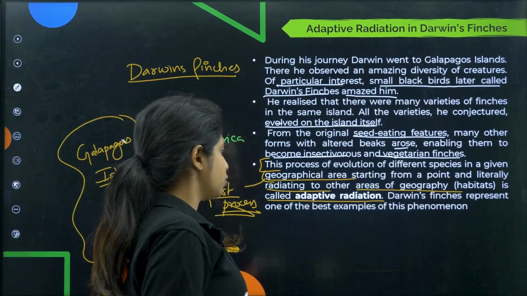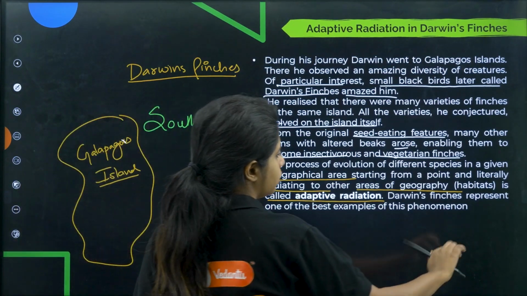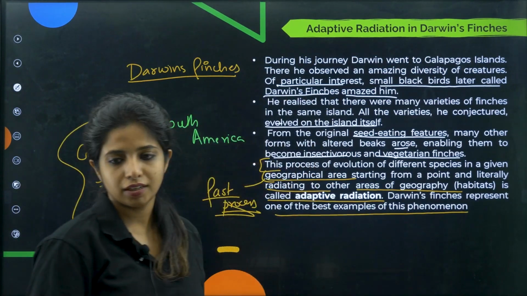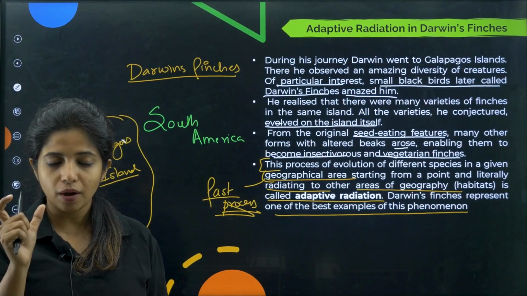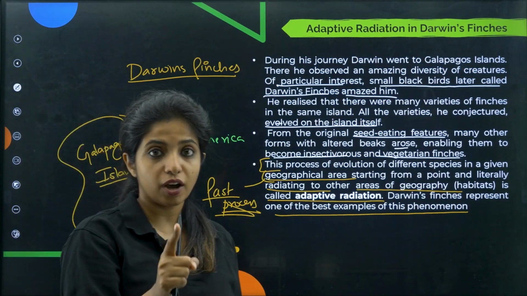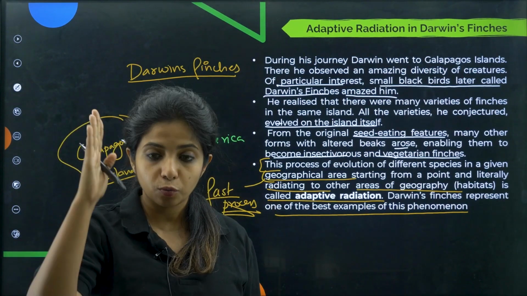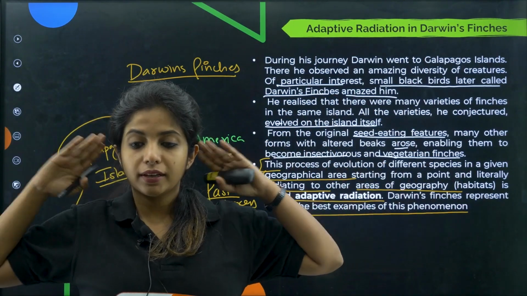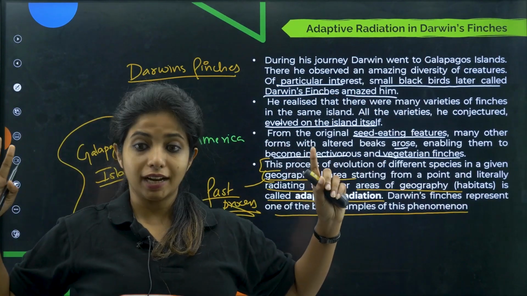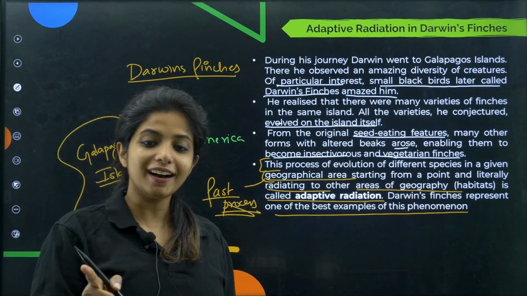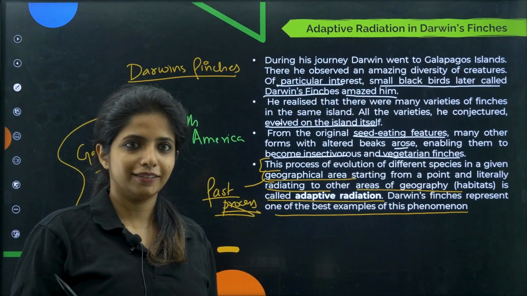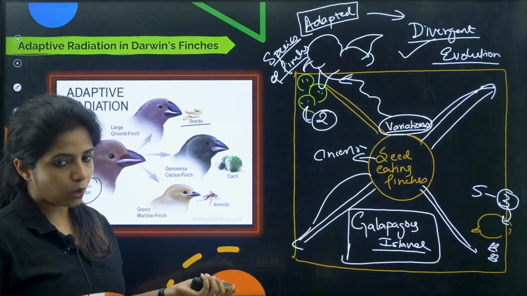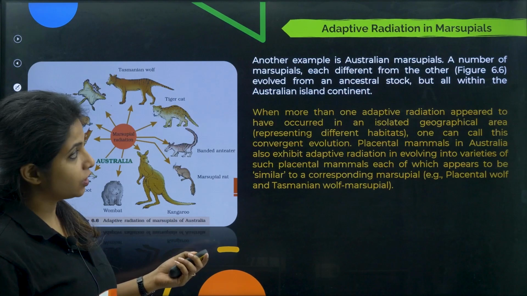Now, Darwin's finches represent one of the best examples of this phenomenon. Got it? Did you get it? Always remember, when you're talking about adaptive radiation, you're talking about a geographically isolated area, one geography, that's all. So Galapagos Island is the thing that you need to remember, and Darwin's finches are Darwin's favorite. I hope you got it. Now, the story is not over. There is one more thing.